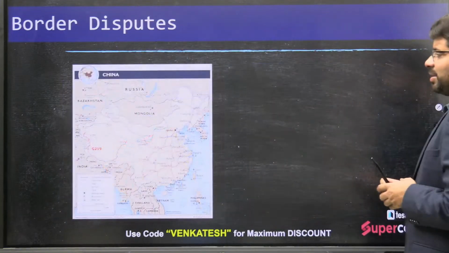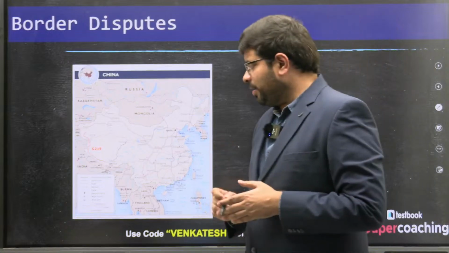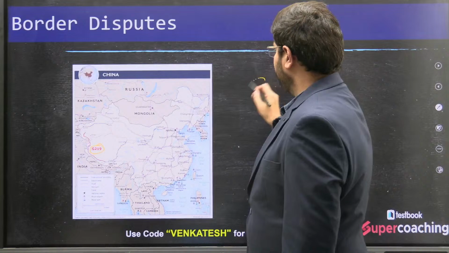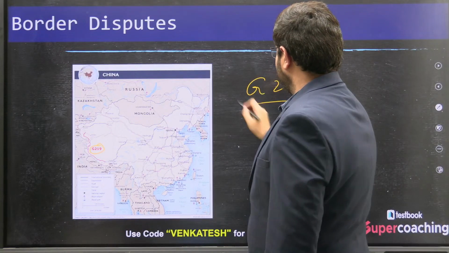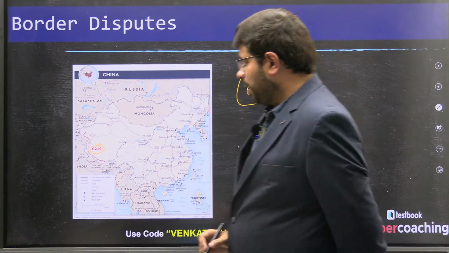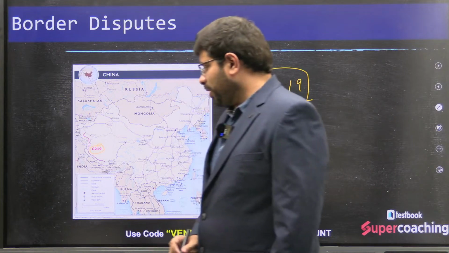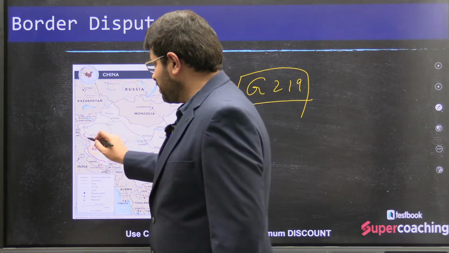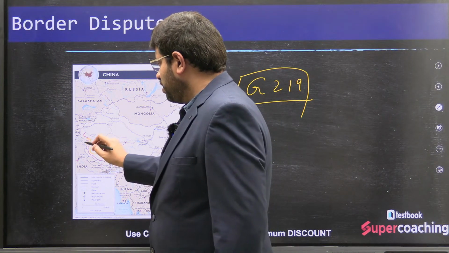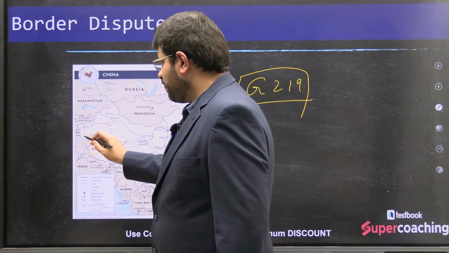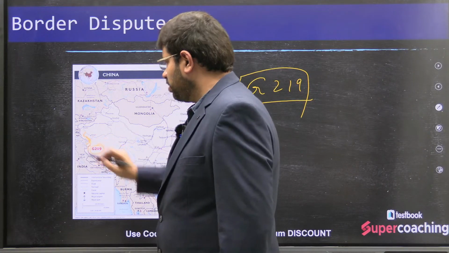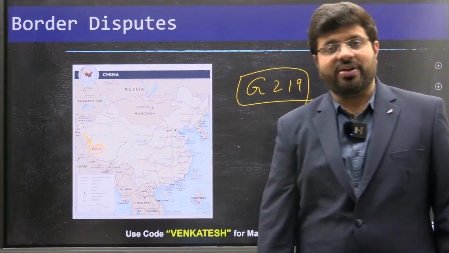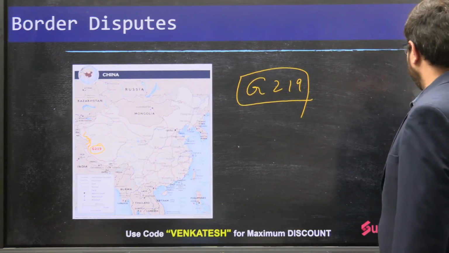Now you can see this is the G219. G219 is the important expressway route connecting this area. You can see this is the Aksai Chin area, and you can see this is connecting Xinjiang with Tibet, right? So that's where this becomes a very, very strategically important point for China.